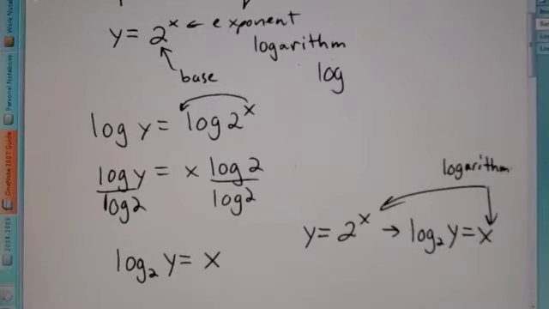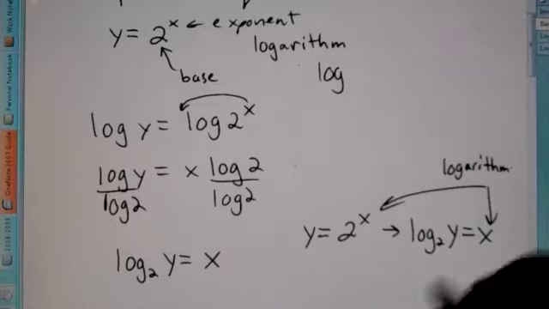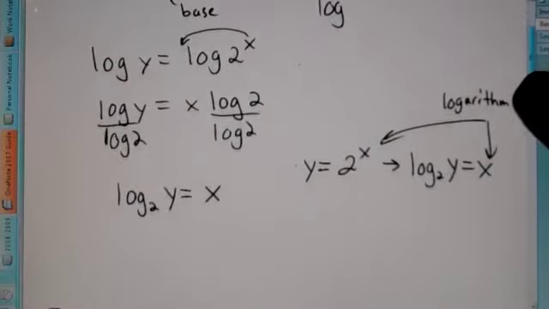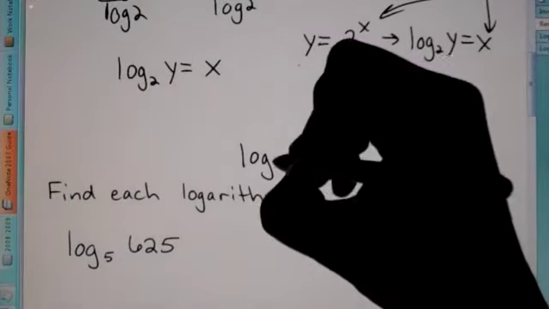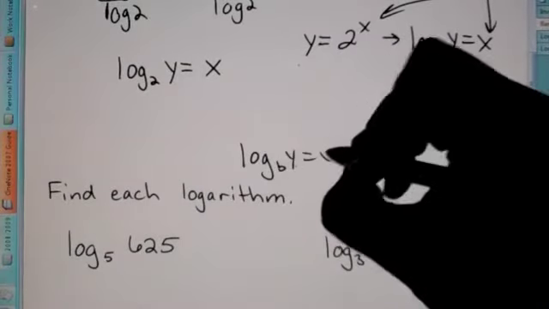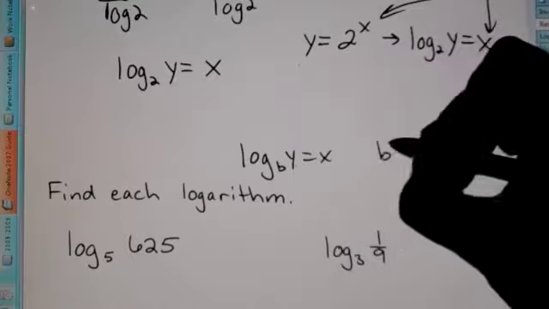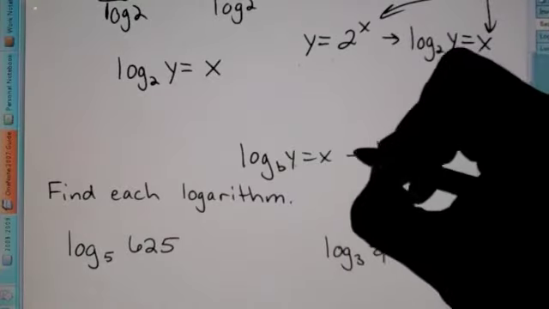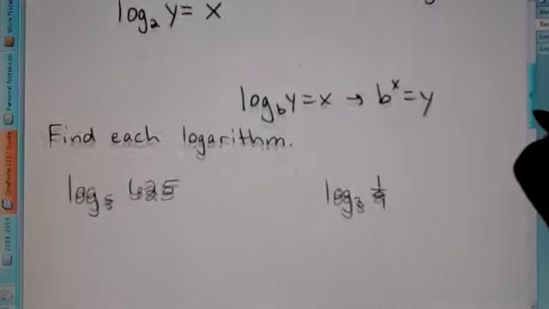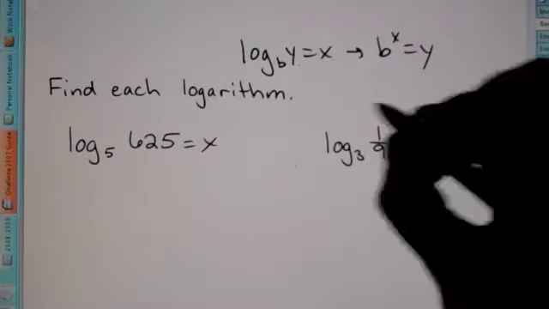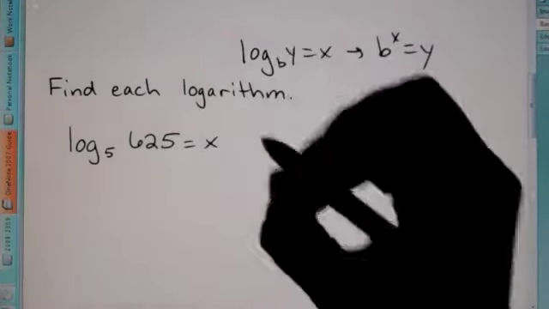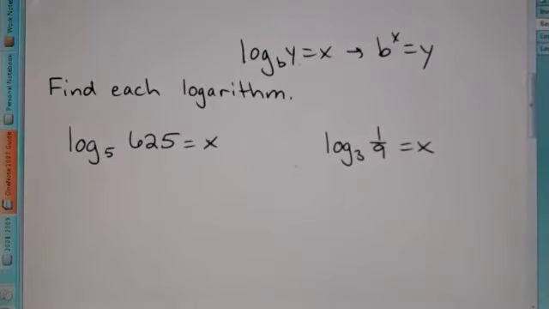So now let's apply that to a couple of problems so it starts to make sense. Okay, so here's our identity. Log base b of y is equal to x. b to the x is equal to y. That's another way of writing it. It says find each logarithm. So if I say this is equal to x, we want to find each logarithm. We need to figure out what x is equal to.